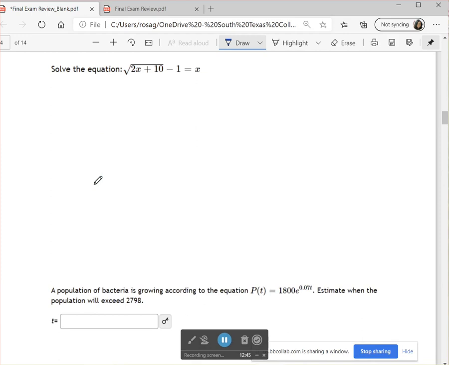Now this one is solving an equation with a square root. So what you have to do first is isolate the square root. You want the square root to be by itself on one side. So I'm going to move the 1 to the other side just so that the square root can be by itself.